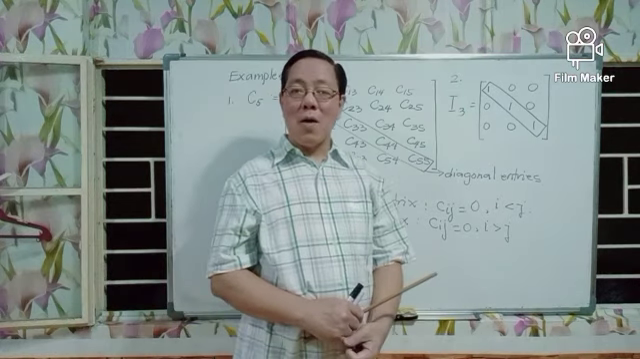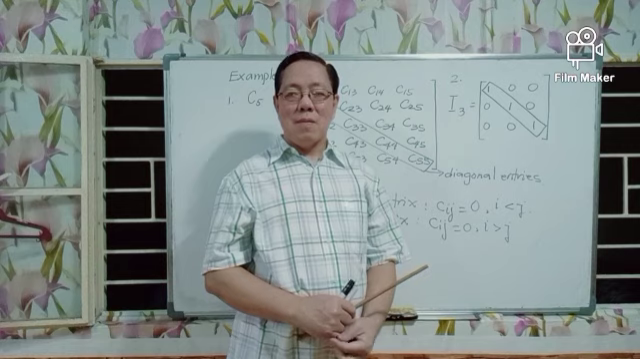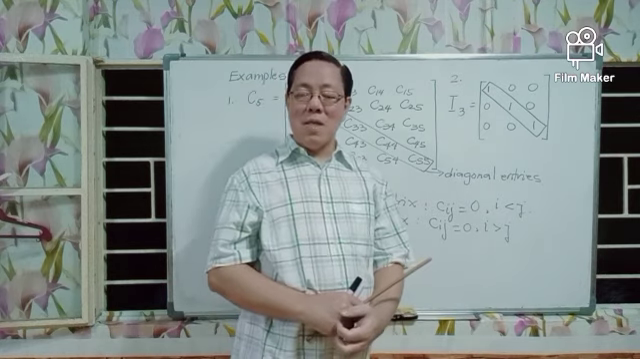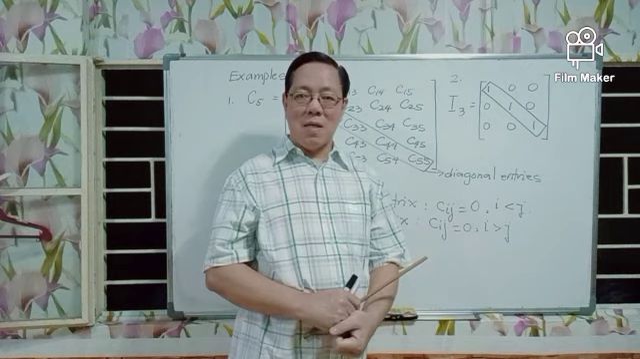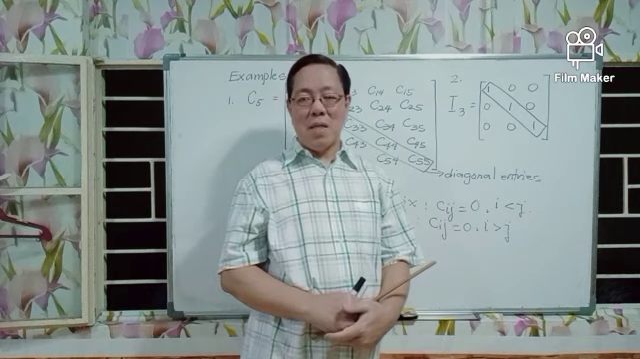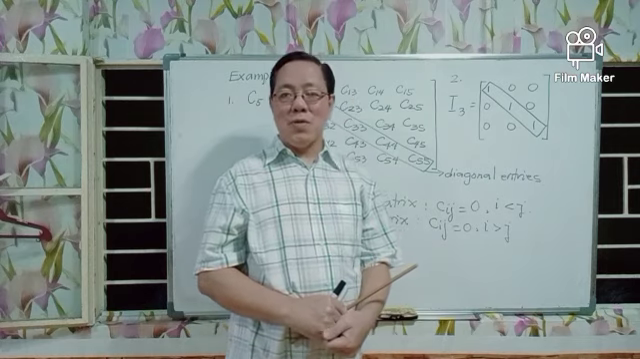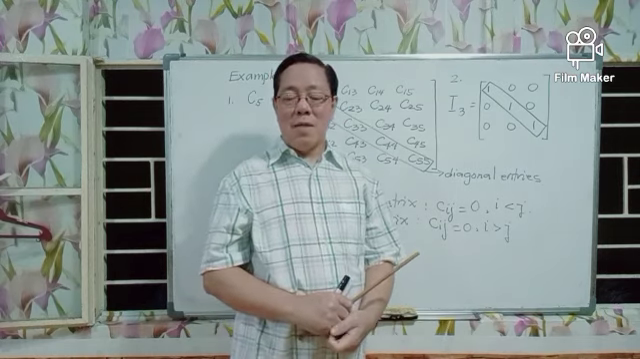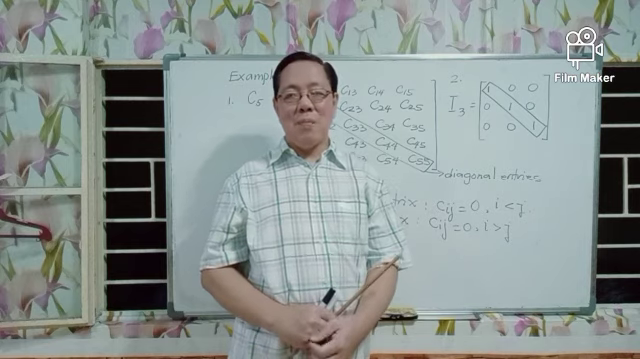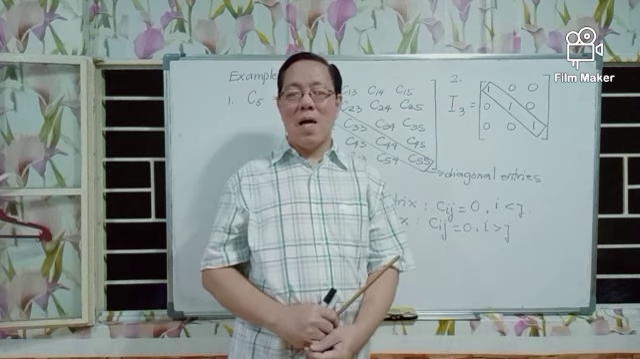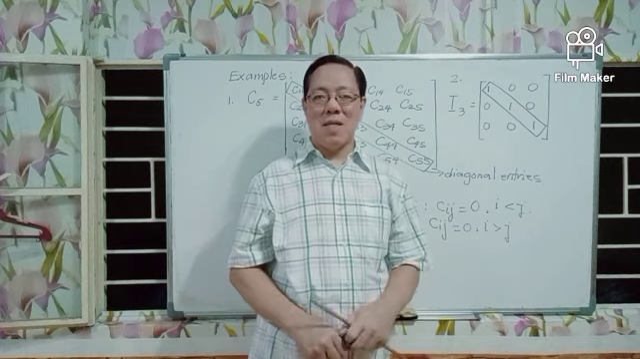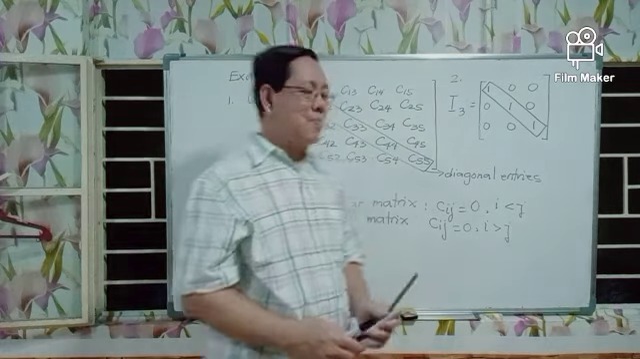But a diagonal matrix is not always an identity matrix. If there is at least one element in the diagonal matrix that is not 1, then it is not an identity matrix. But a diagonal matrix is also a lower triangular matrix and an upper triangular matrix. We take an example.